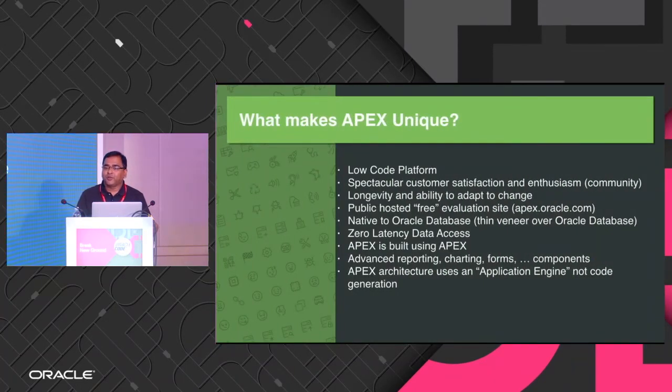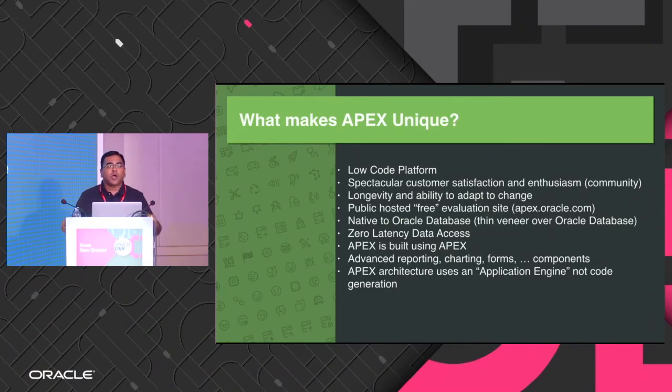What makes Apex unique? For those of you who are interested from the business side of it, it's a low-code platform, with spectacular customer satisfaction and enthusiasm. The community: we have a global community of Apex developers worldwide, and longevity and ability to adapt to change, right? We have a free hosted instance, apex.oracle.com, and Apex, like I said, is native to Oracle database, with zero latency data access. And you know that Apex is built using Apex, right? Apex is built using the Apex framework itself. And we have advanced reporting, charting, forms, and whatnot, all of the web application components, right?